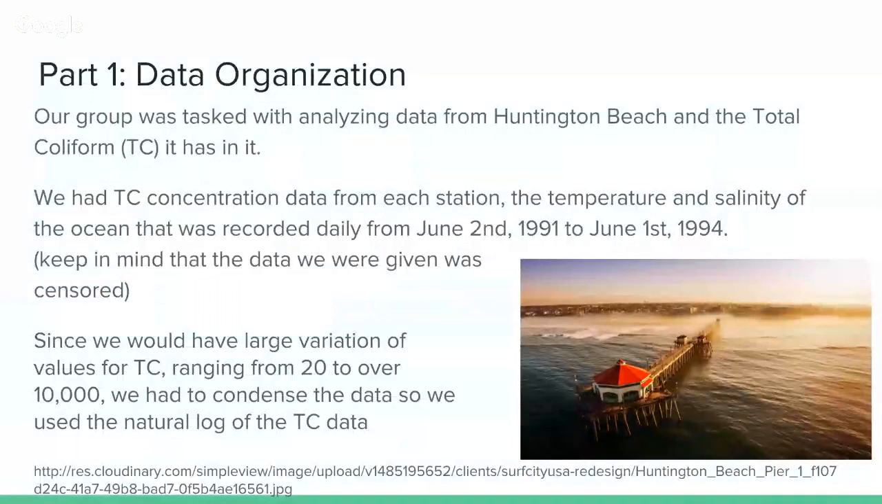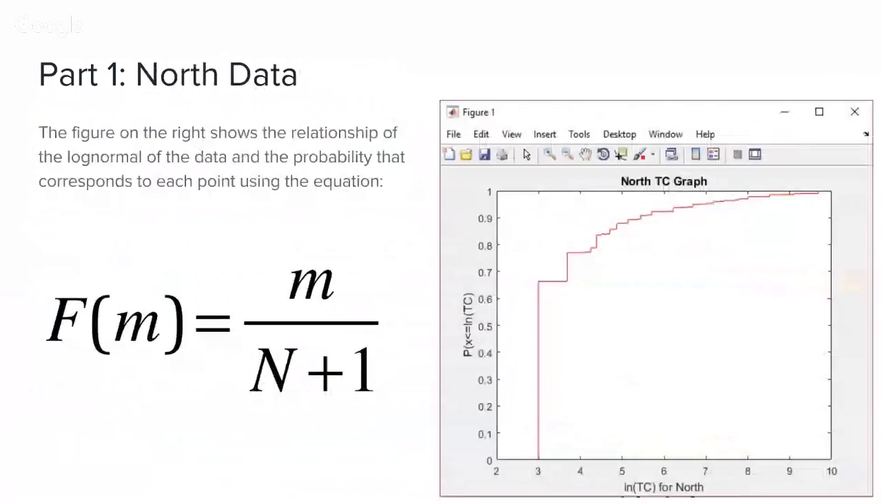So for part 1, our group was tasked with analyzing different data from Huntington Beach and the total TC it has. Our data was from 1991 to 1994, and this included some sensor data as well. The measuring device went down to 20 TC and all the way up to 160,000, but there could have been values below and above that. It's just that the data couldn't be measured, and there was also some missing data in between that we had to account for.